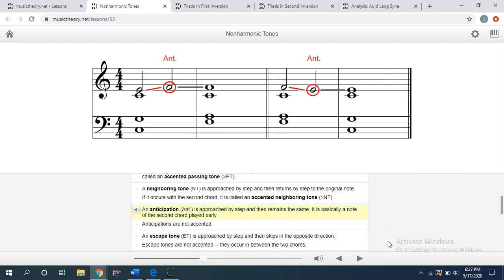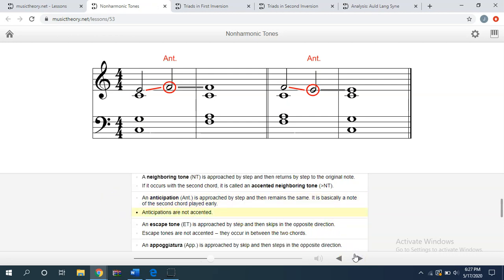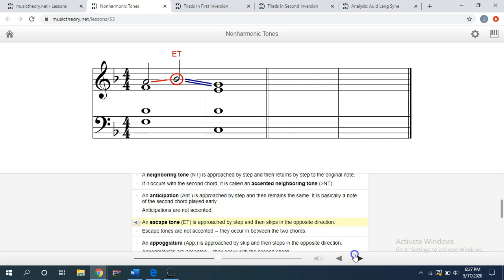Another non-harmonic tone is the anticipation. It is approached by step and then remains the same. It is basically a note of the second chord played early. So we're going from a C major chord to an F major chord, and it's going to anticipate the upcoming chord. You can hear it happening before the chord arrives. Anticipations are never accented. They happen in between chords.